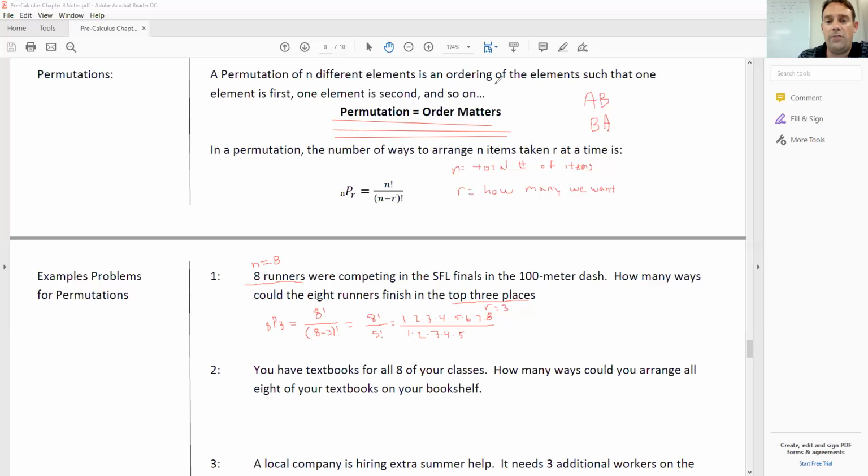And whatever they have the same, that's what we can cancel out. So notice I have a 1, 2, 3, 4, 5 here, so I can cancel that out with the 1, 2, 3, 4, 5 here. So what I'm really left with, the number of ways to do this, is 6 times 7 times 8, which is 336.